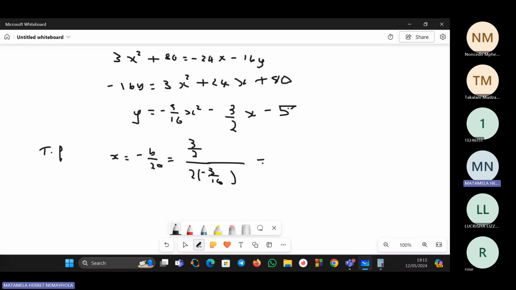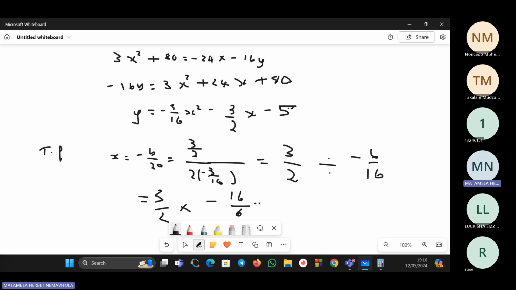Negative 3 over 16. Then this is going to be equal to, you can multiply 2 times negative 3, which is negative 6 over 16. So when you write it, if you don't want to make mistakes, you can just say 3 over 2 divided by negative 6 over 16. Then if we want to change it, normally the way I do it, I just say 3 over 2 multiplied by negative 16 over 6.